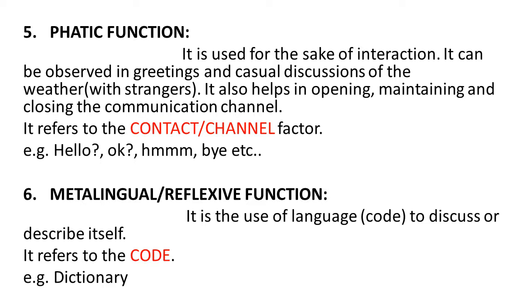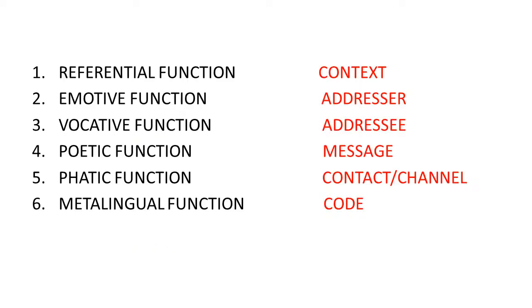Now coming to the last one, that is metalingual or reflexive function. Going by the word only, we understand that meta means about and lingual is language. So it's about language. It means we are using language, or we are using code, to discuss or describe itself. So it refers to the code factor. For example, we use a dictionary to describe the language itself. So these were all the six functions.